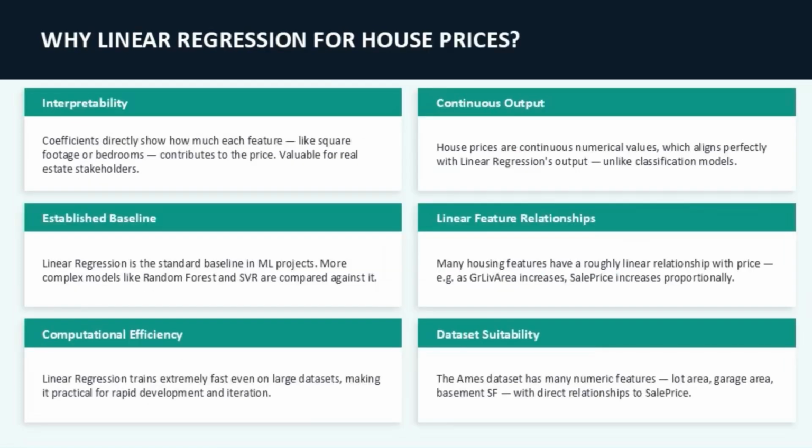There are several reasons why we used linear regression. First, it is highly interpretable. We can clearly understand how each feature affects the price. Second, it is very fast and efficient to train. Third, it serves as a baseline model, meaning we use it to compare more advanced models. Also, many features like area and number of rooms have a roughly linear relationship with price. So linear regression gives us a good starting point before moving to more complex models.